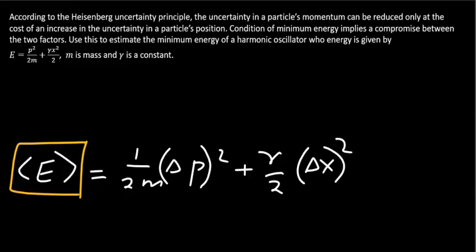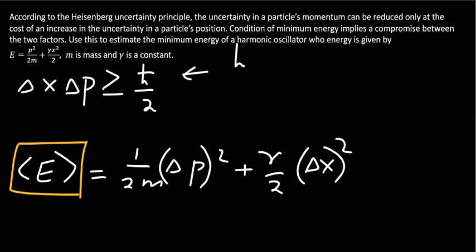Now let's invoke the uncertainty principle that says delta x delta p is greater than or equal to h bar over 2. H bar over 2 is Planck's constant over 2 pi. Since we desire to calculate the minimum energy, the ground state energy, we will look at the equality of that relation.